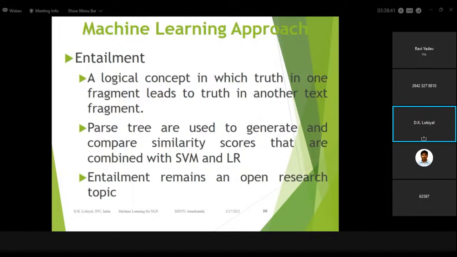That's called an entailment. And there have been people who have done work and they have used parse trees to find that out and then used SVM and logistic regression analysis for that. Probably people have not yet tried CNN and other things. That's why entailment remains an open research topic. And it needs work on neural networks for entailment. Area people have not worked much.